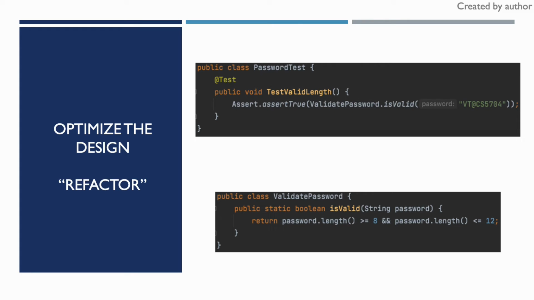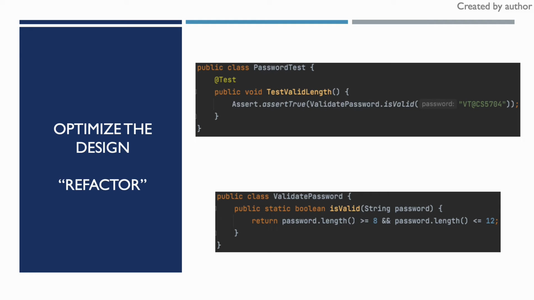For our isValid function, we can simplify the code instead of using the if-else statement. Instead, we can just return if the password length is greater than or equal to 8 characters, and if the password length is less than or equal to 12 characters. This one statement should satisfy all conditions for a valid password.